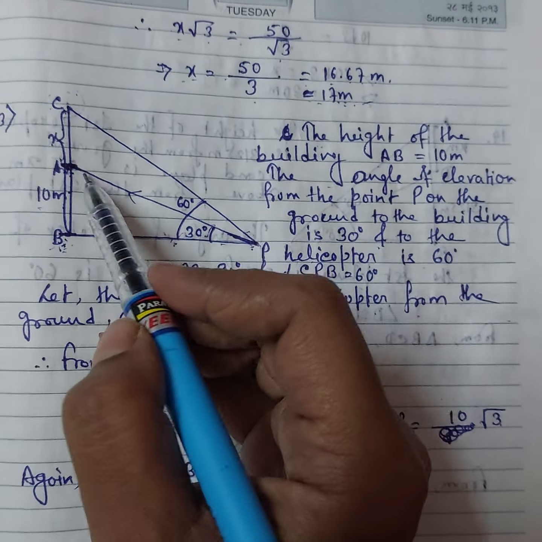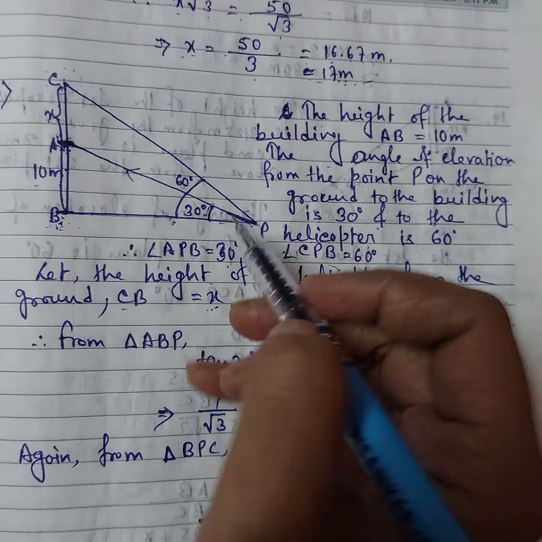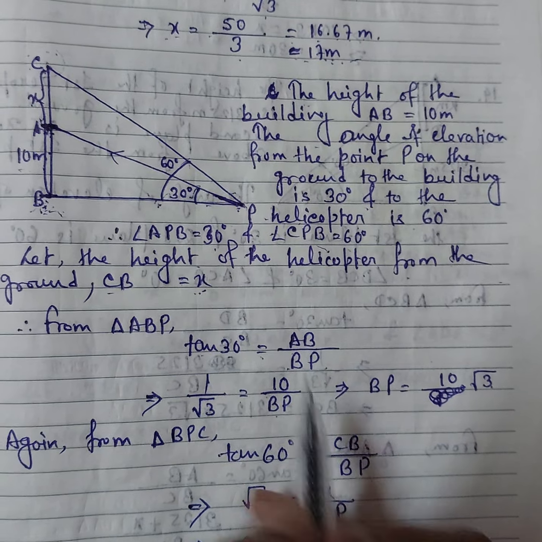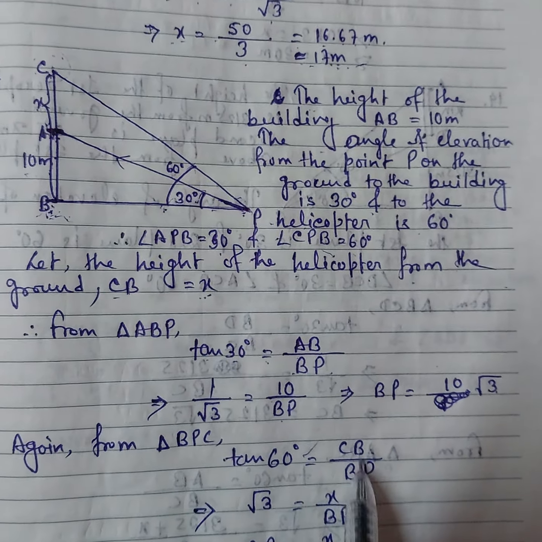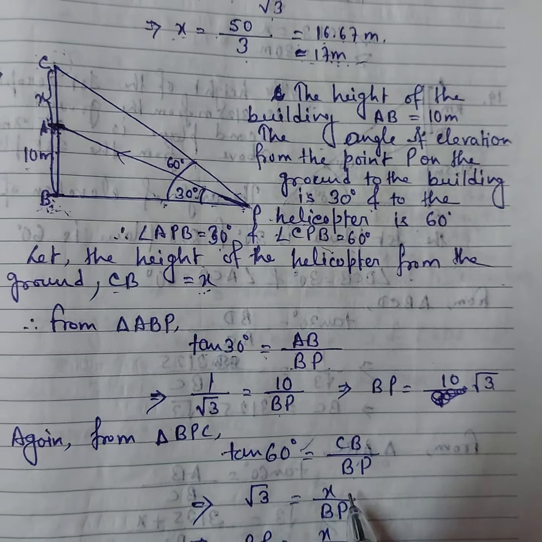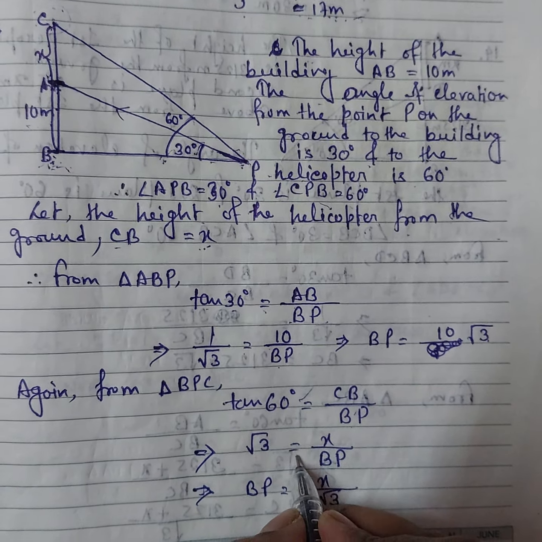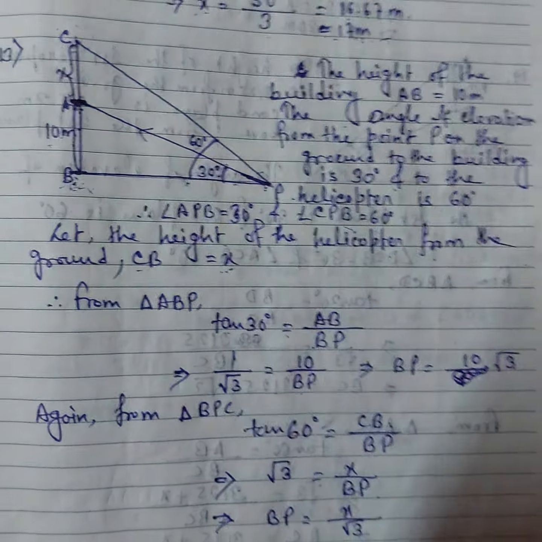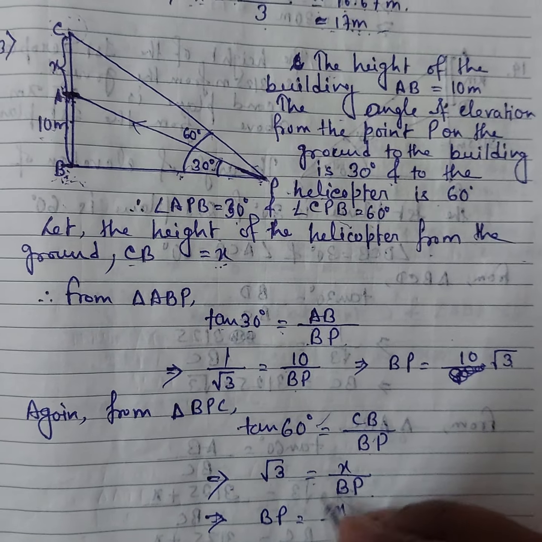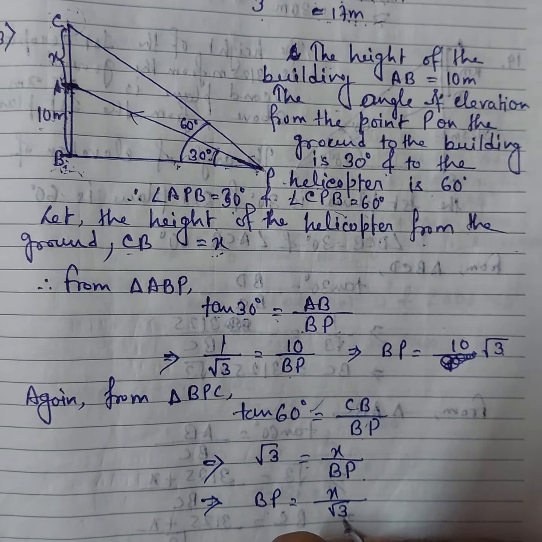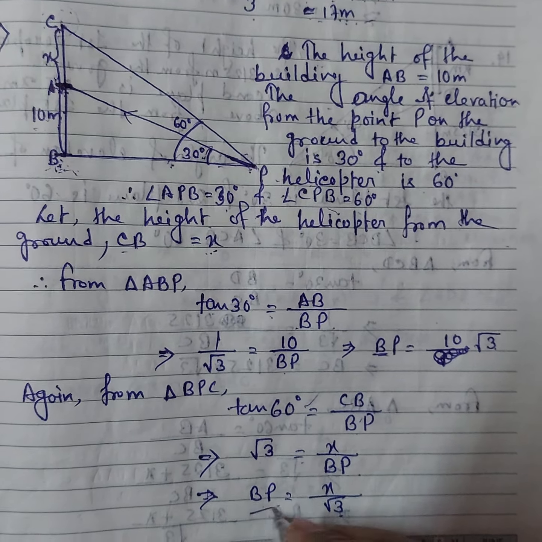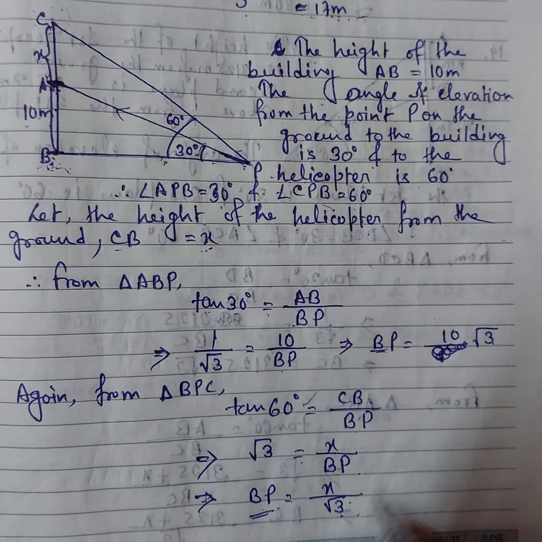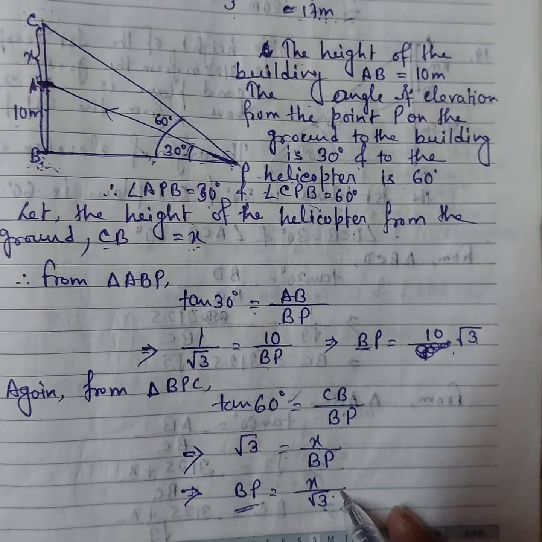Now from this triangle BPC, tan 60 degree is equal to perpendicular CB by base, that is BP. So that will be root 3 is equal to x by BP, since we have let CB equal to x. So BP is equal to x by root 3. So in both cases you have got the value of BP.